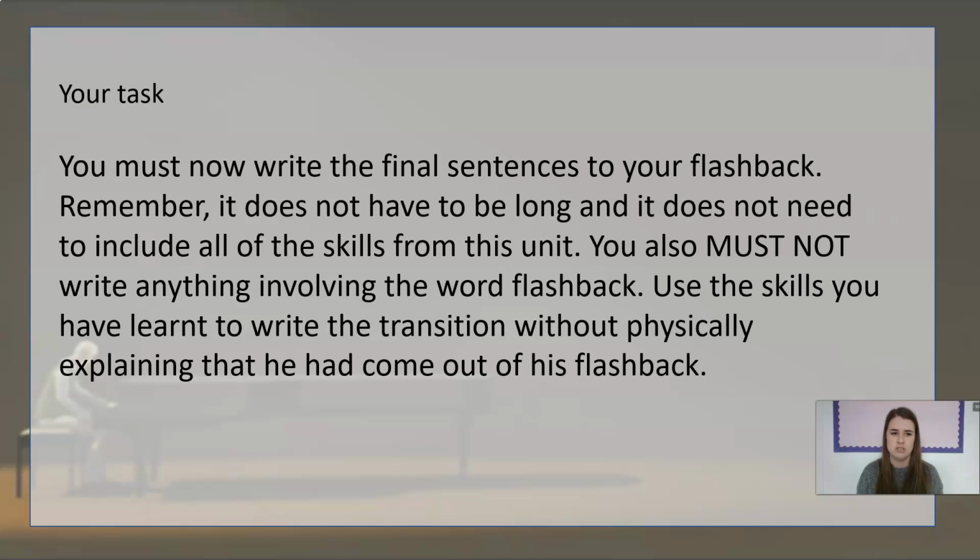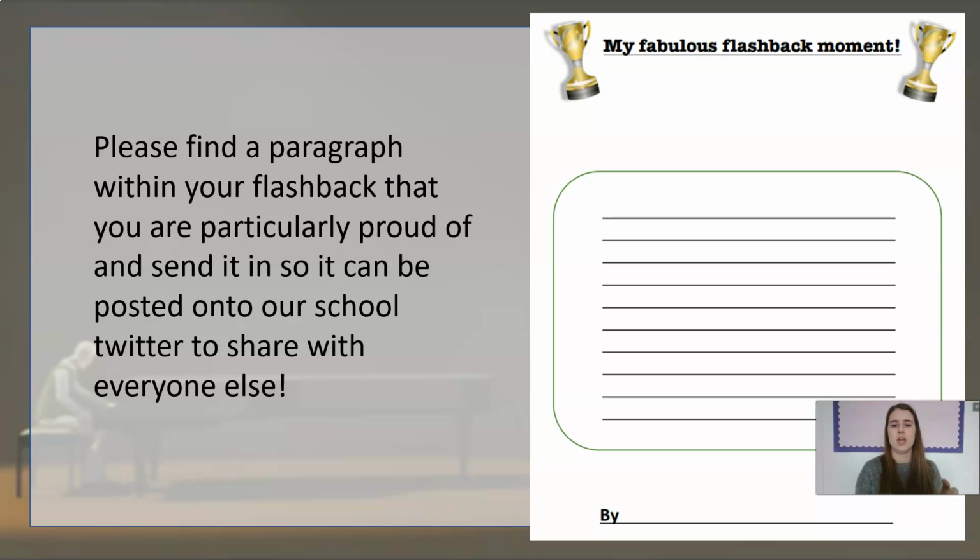Now, you must not write anything that uses the word flashback, okay? The whole point is it's almost like show, not tell, okay? You show us that he's in a flashback. You show us he's coming out of that flashback. Don't tell me he's in the flashback and, oh, well, now he's out of the flashback, okay? So use the skills you've learned to write the transition, okay, without actually physically explaining that he's come out of his flashback.